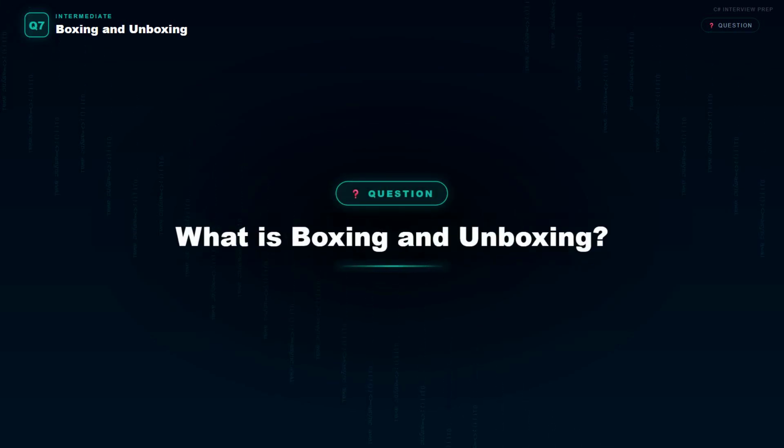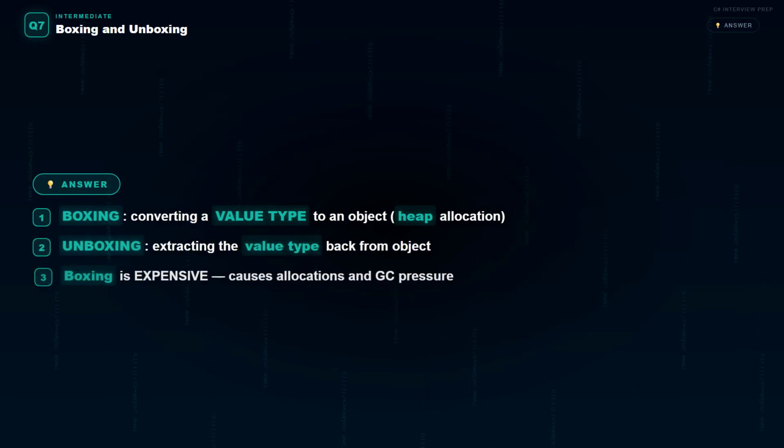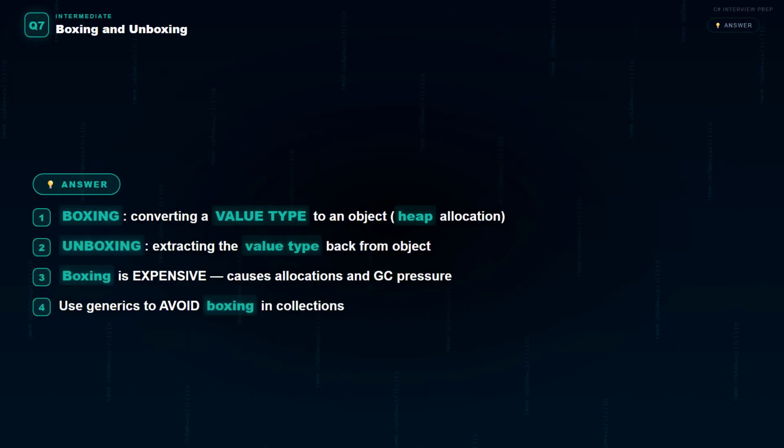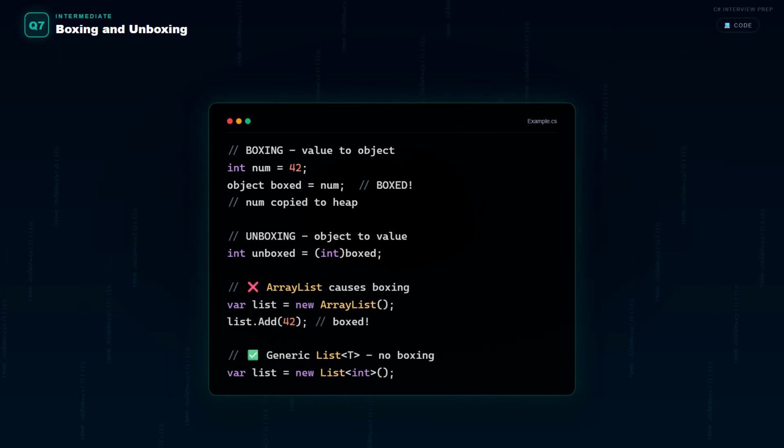Question 7. What is boxing and unboxing in C#? Boxing is the process of converting a value type to an object type, which causes a heap allocation. Unboxing is the reverse, extracting the value type back from the object. Both operations are expensive and create garbage collection pressure. Avoid boxing by using generics. The old ArrayList causes boxing for every value type. The generic List of T does not. Here's the difference.